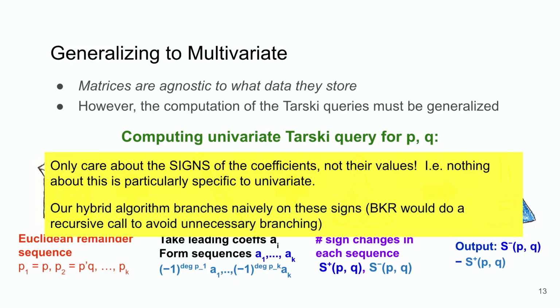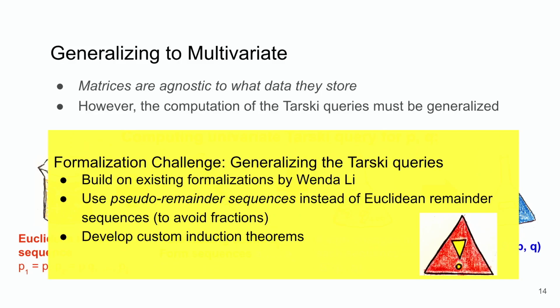So our hybrid algorithm is going to branch naively on the signs of the coefficients to do this computation. In the BKR algorithm, you would do a recursive call and you'd get more efficiency. But this is kind of how the multivariate generalization is working. And I want to point out, this is actually a really big challenge point in the formalization. So generalizing these Tarski queries was hard.